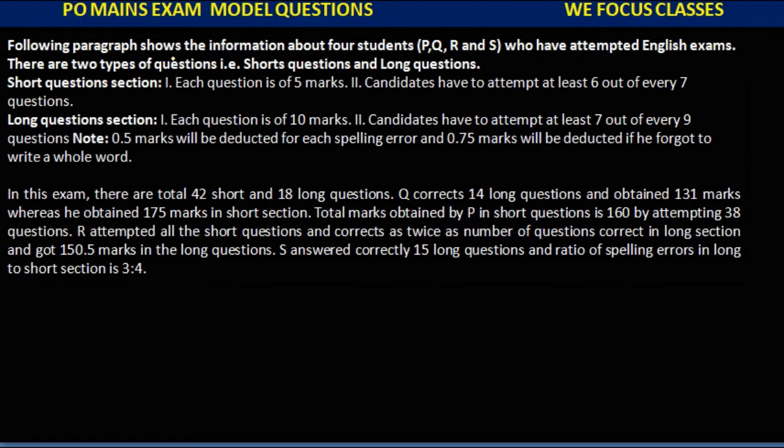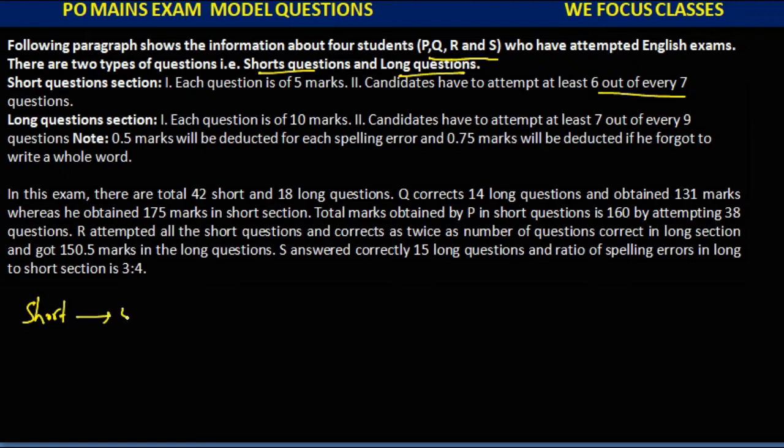The following paragraph shows the information about 4 students. There are 4 students P, Q, R, S who have attempted English exams. There are 2 types of questions: short questions and long questions. Short questions section: each question is of 5 marks. Candidates have to attempt at least 6 out of 7 questions. We need to copy down the data as we are writing a computer based exam.